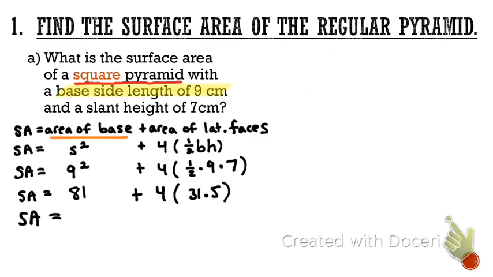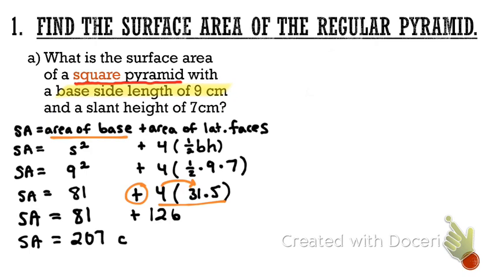Now we're going to go ahead and work out this last step. 81, make sure you're not doing this right here. Some people try to do 81 plus 4. You can't do that because remember, before being able to do anything else, we've got to multiply before I can add. So let's go ahead and multiply those two things together right there. 4 times 31.5 is 126. Now you're going to go ahead and add those two together. Sorry about that. So 81 plus 126 is 207 centimeters.